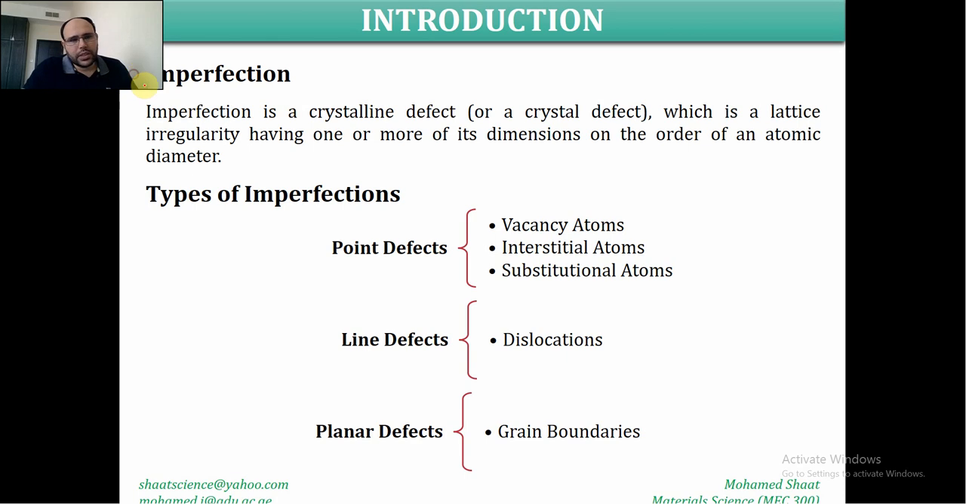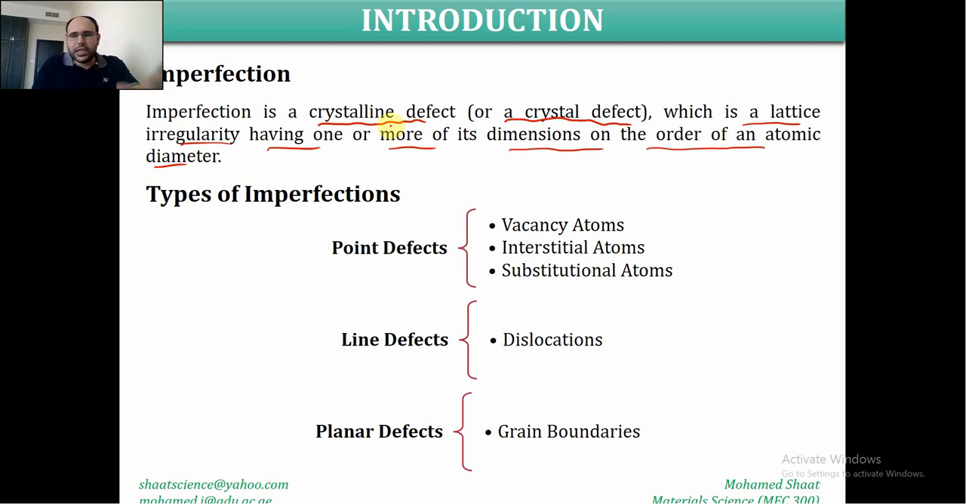So what is the imperfection? Simply, we can understand the imperfection as a defect in the crystal structure. Anything that is irregular or different from the regular structure that we knew about the crystal, the material structure, the atomic structure, will be counted as a defect, as an imperfection. So generally, we can define imperfection as a crystalline defect or a crystal defect, which is a lattice irregularity having one or more of its dimensions on the order of an atomic diameter. So what does it mean? What does the last statement mean?